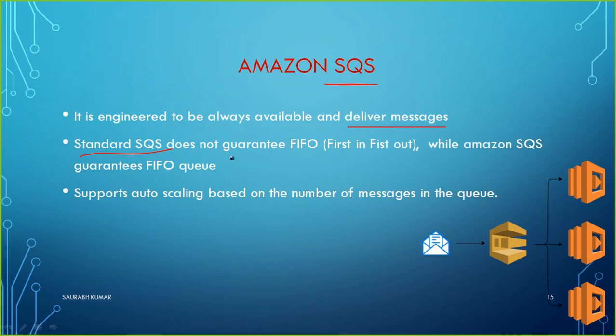So a standard SQS does not guarantee FIFO, first in first out. It doesn't guarantee. A standard SQS means other organizations who use SQS, they don't guarantee that the packet which has gone first will go first out. Maybe packet number 1 went in first, then packet number 2 went in, but it is possible that 2 comes out and 1 is still inside. It is possible in a standard SQS, but if you are having the Amazon SQS FIFO, it guarantees a FIFO queue. That's why itself it is giving the name FIFO SQS. There are two types of SQS, a standard SQS and FIFO SQS.